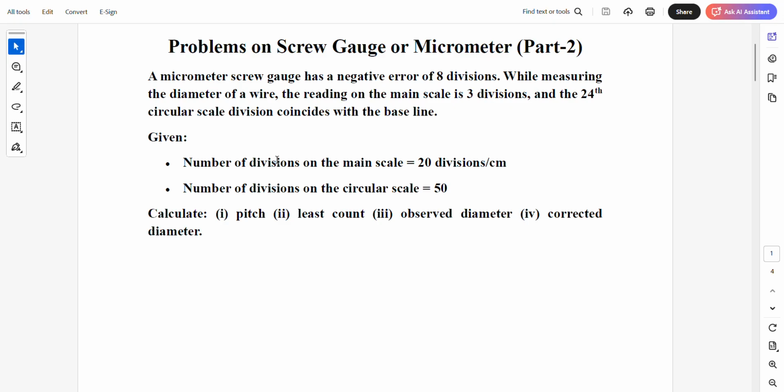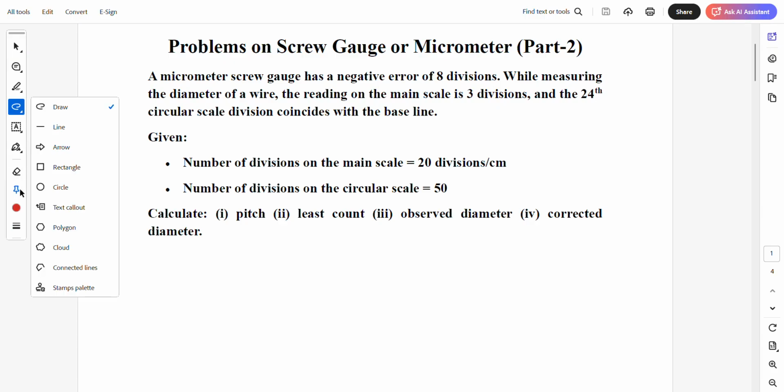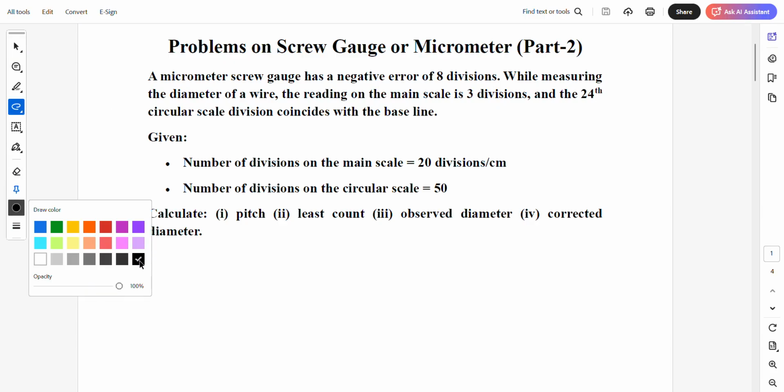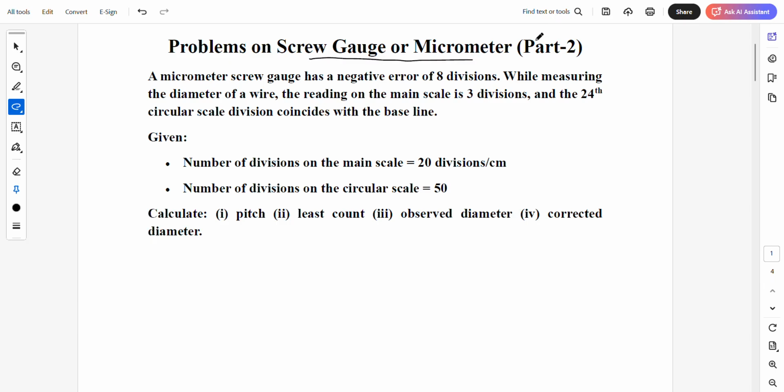Today we'll be seeing problems on screw gauge, or micrometer, also called micrometer. This is part 2 of the video. Kindly visit the previous videos also so that you can understand all the problems of the units and dimensions chapter very clearly. This is the first problem.